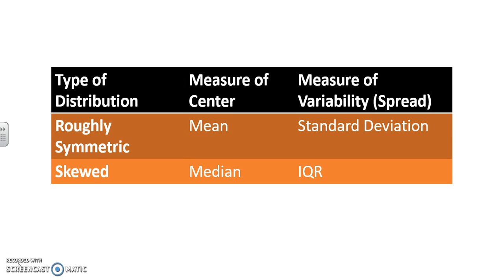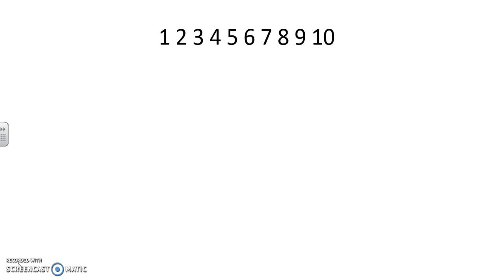When your distribution is roughly symmetric, you should always use your mean and standard deviation. The mean is the natural center for most distributions. However, if your data is skewed or has outliers, you're going to use the median and IQR. We're going to explore why that is over the next few slides.